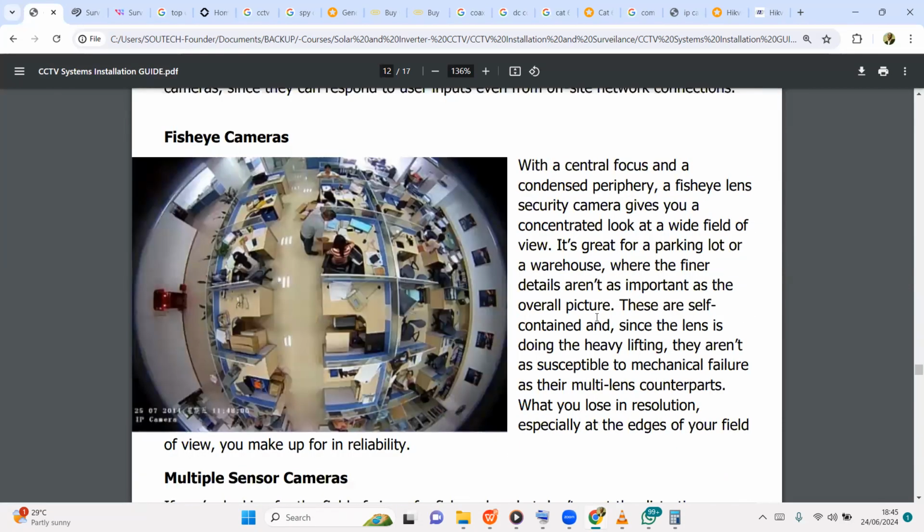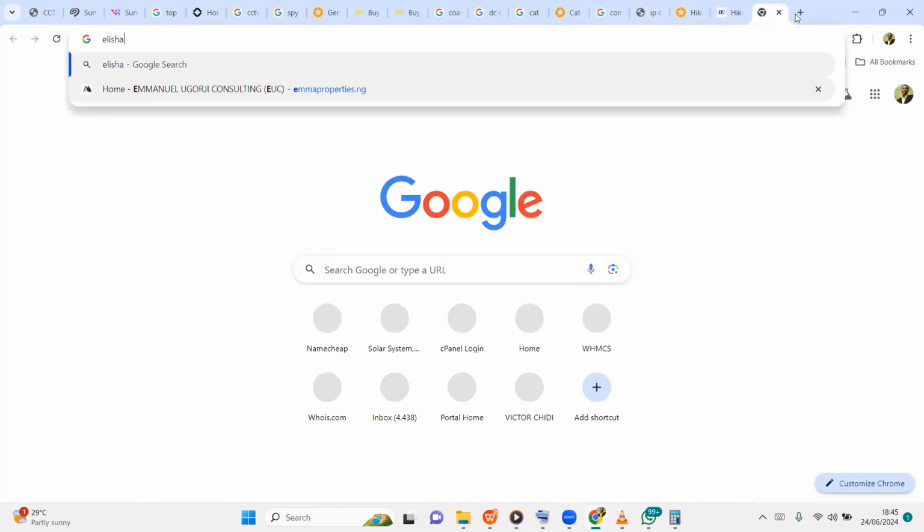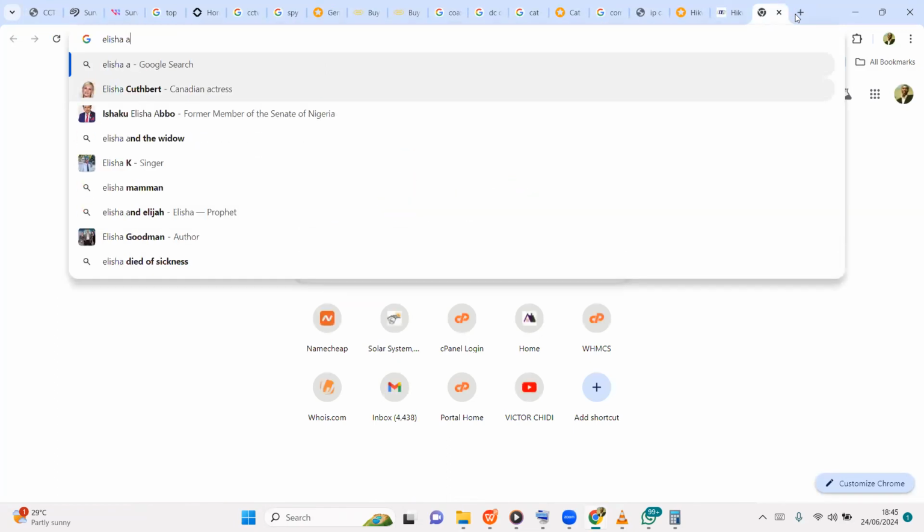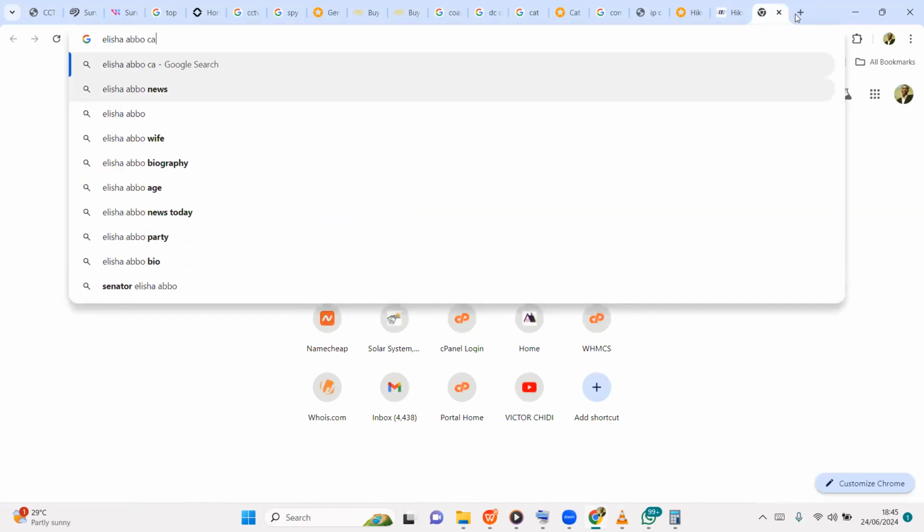So this is a fisheye. A fisheye is a very nice camera and most times affordable. Let me give you an instance. There's this Senator Elisha, is it Abo camera?